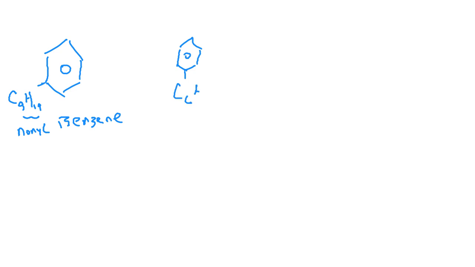Again, it doesn't matter where I put it. If there's one substitution, it doesn't matter. So suppose I have C9H19. Well, what is C9? It's non-, so it's nonyl. So this would be nonylbenzene. I think you get the hang of this, right? And if I had C6H13, this is hexylbenzene.